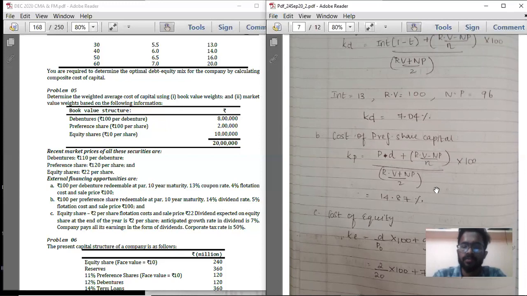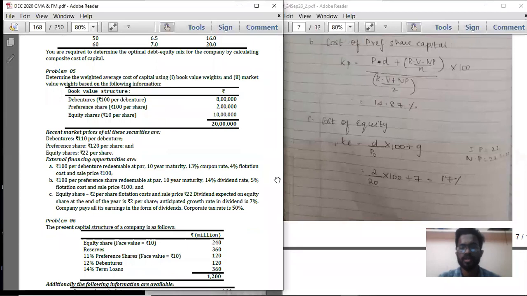Now close the bracket, whole divided by, open a bracket, 100 plus 95 divided by 2, close the bracket, into 100. Now calculate. 14 plus 100 minus 95, that is 5 divided by 10, that is 0.5. 0.5 divided by 100 plus 95 divided by 2, that is 97.5, into 100. So 14.87%. Below that, KP is equal to 14.87%.